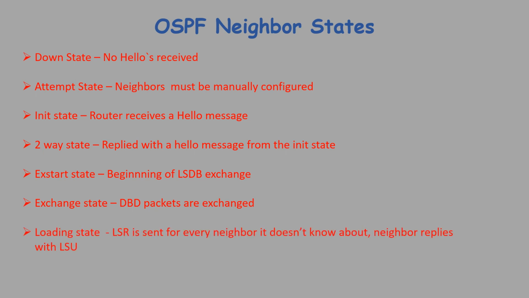Loading state. One neighbor sends out an LSR, that is link state request, for every network it doesn't know about. The other neighbor replies with an LSU, that is link state update, which contains information about the requested network. After all the requested information has been received, the other neighbor goes through the same process. The final state is the full state. Both routers have synchronized the link state database and are fully adjacent with each other. OSPF routing can now begin.